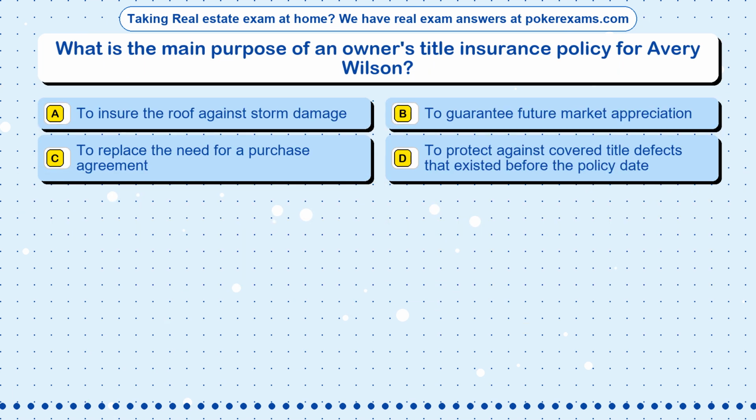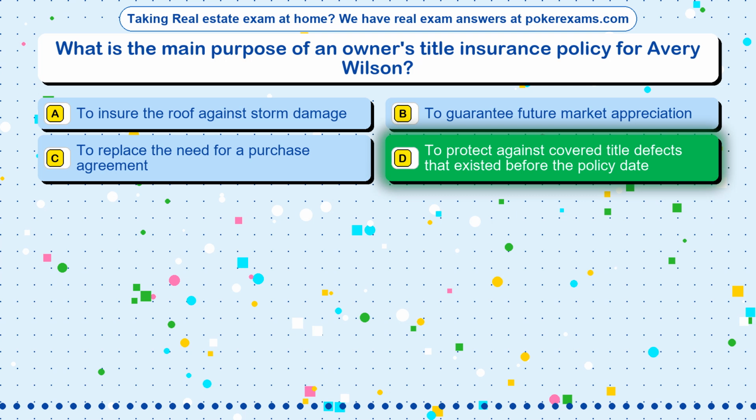Question 60. What is the main purpose of an owner's title insurance policy for Avery Wilson? Option A, to insure the roof against storm damage. Option B, to guarantee future market appreciation. Option C, to replace the need for a purchase agreement. Option D, to protect against covered title defects that existed before the policy date.